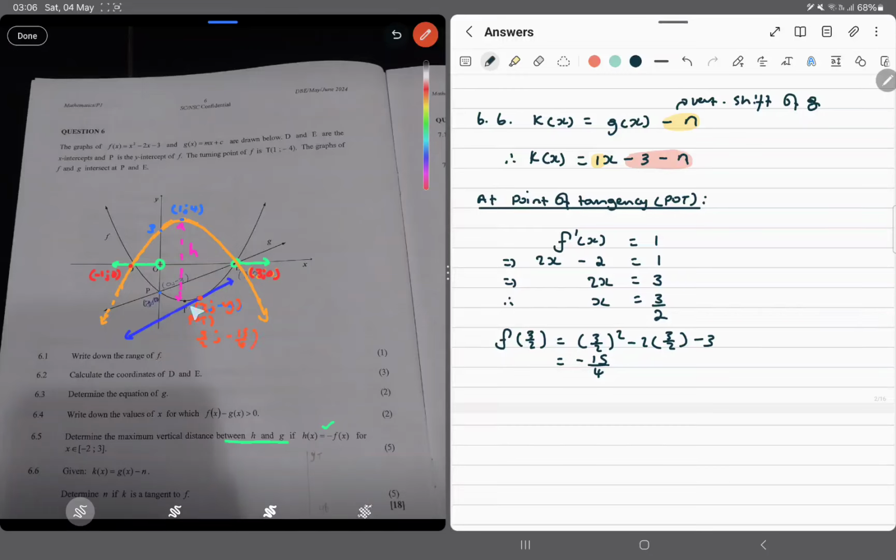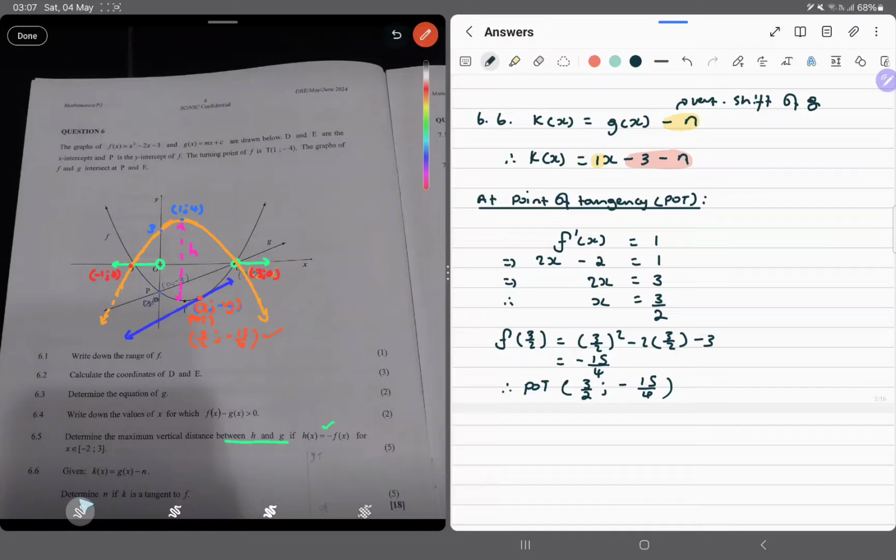So this is a point above our turning point here. And our turning point was minus 4. Let's see, 15 divided by 4 is basically 3,8, which is a point less than the turning point. So these points make sense. So I would accept that, therefore, my POT here is going to be 3 over 2, minus 15 over 4. I can accept that.